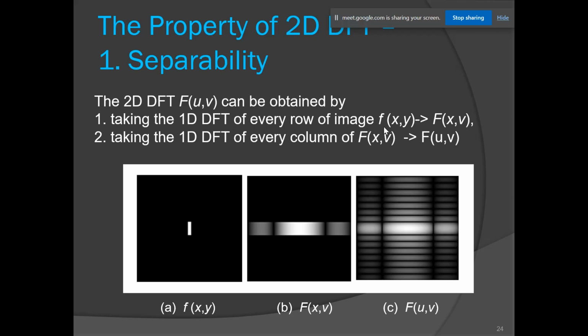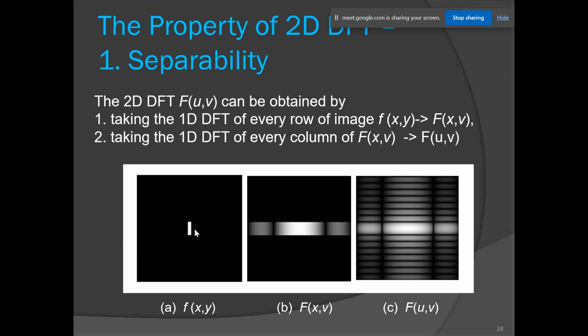So what we do, we keep the value of x constant and we will vary the y only. So y will vary from 1 to capital N minus 1. Actually we are taking the 1D DFT of every row, and we will get this intermediate result, which is represented here.